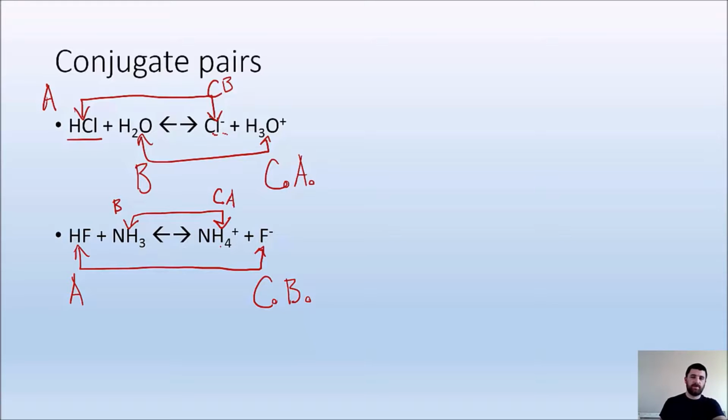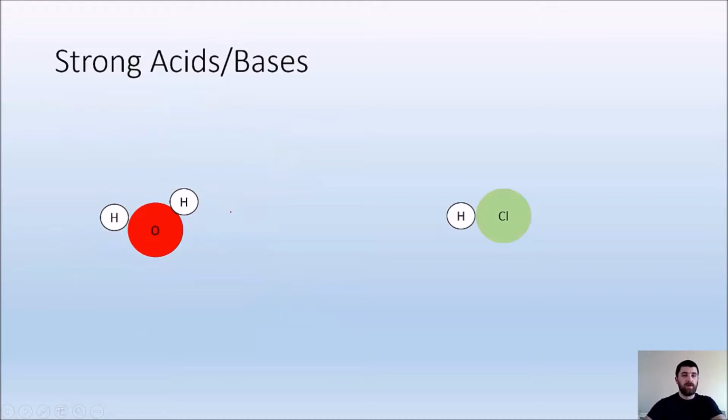And NH3 is accepting a proton, which makes it the base, so NH4 plus will be its conjugate acid. Right, so if I look at the reaction going right to left, fluoride ion is acting like a base, which is why it's the conjugate base, and the ammonium ion is acting like an acid, which makes it the conjugate acid.